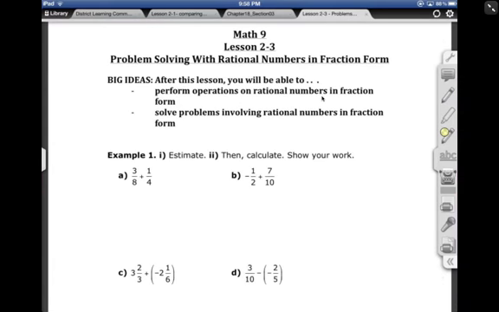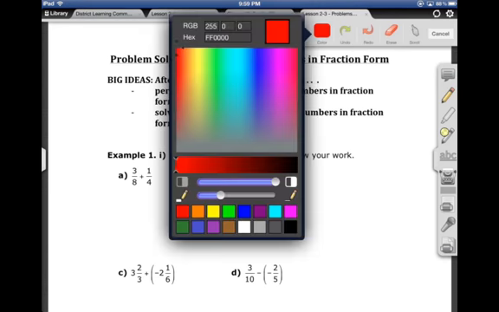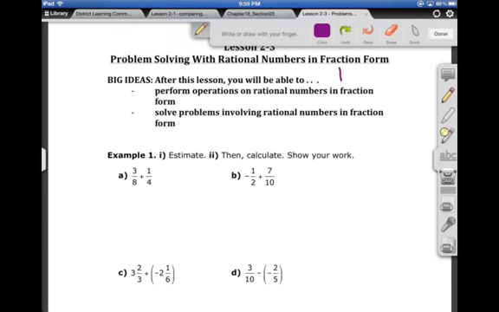Well, in our next installment of rational numbers, we're going to go into lesson 2-3, which is problem solving with rational numbers in fractional form. So, what does that specifically mean? That means that we're going to add, subtract, multiply, and divide fractions as they come up in their many forms. They could be proper, they could be improper, they could be positive, they could be negative. We'll deal with them as they come up.